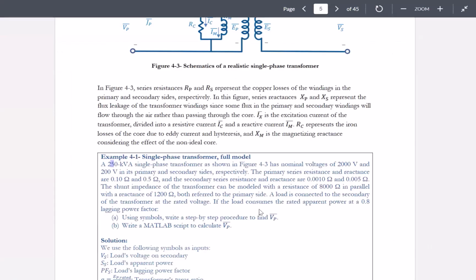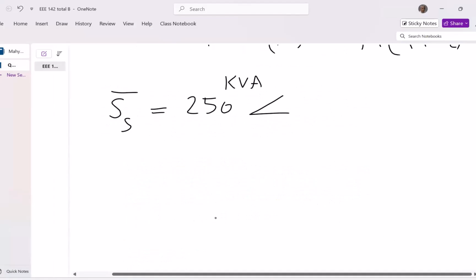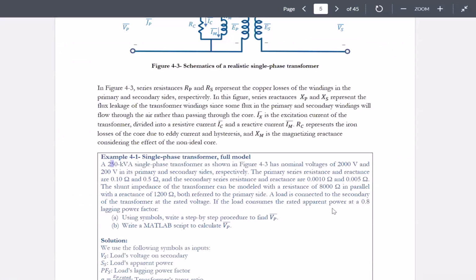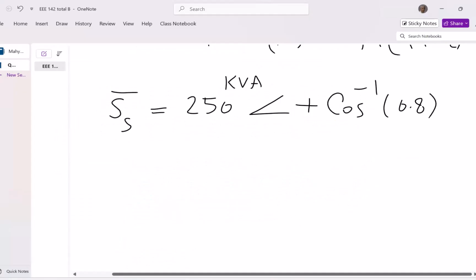So therefore, the angle of that apparent power would be, since we have a lagging power factor, we need to put a plus sign on the inverse cosine of 0.8, right? So this gives you the information associated with the complex power here. If I had told you that we have a leading power factor, then you should have put a minus sign here instead of the plus sign. Okay, so this is the first step.